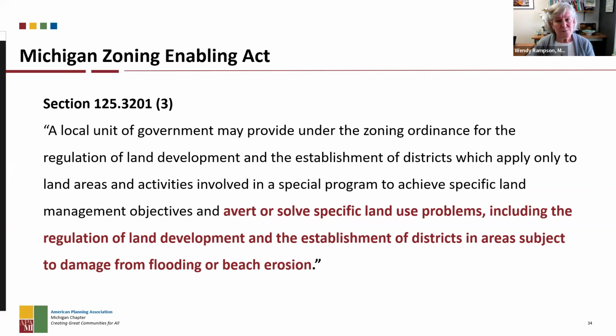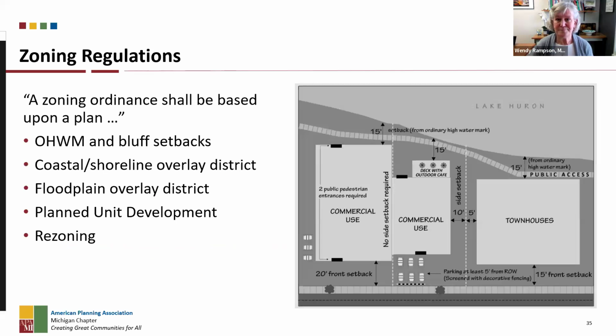So I am showing you here the language from the Michigan Zoning Enabling Act that authorizes municipalities to undertake this form of regulation. It's really interesting, and I hadn't realized this until I went back and looked at this, that the act actually allows for the regulation of land to avert or solve specific land use problems, calling out flooding and beach erosion. So there you have it.